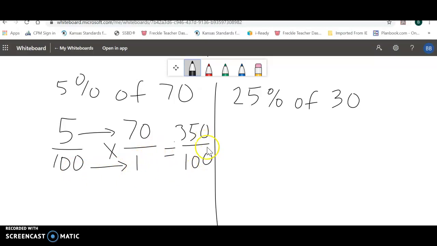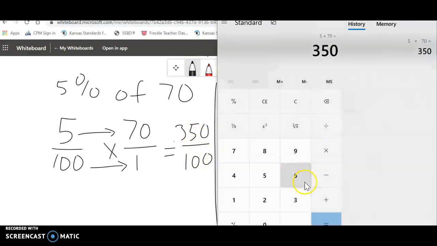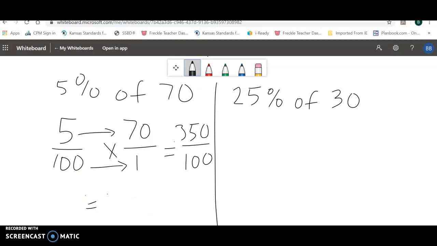And then if you want to do this calculation, this is a good review. The way you turn a fraction into a decimal is you do the top number divided by the bottom. You do the numerator divided by the denominator. So you can try that out. Do 350 divided by 100, and you get 3.5. So it equals 3.5. That means that 3.5 is 5% of 70.